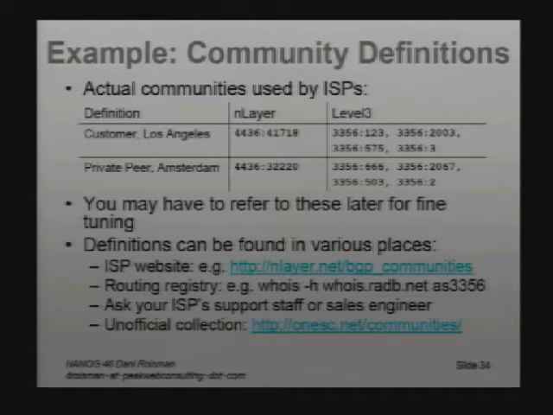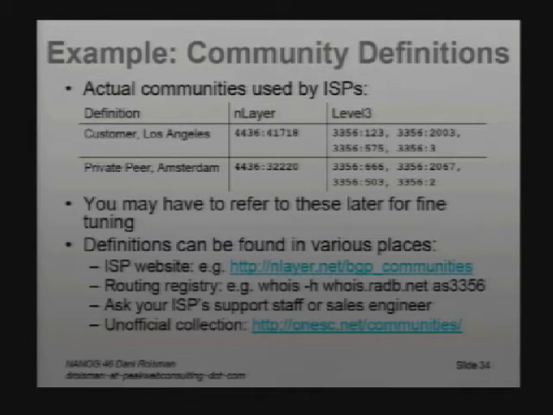Where can you find definitions for the communities? Well, of course, lots of ISPs will publish them on their own website. I gave as an example here NLayer, who publishes a very concise and easy to follow single sheet. Some of them will publish them in a routing registry. So for Level 3, for example, you just run that whois command and you'll get screenfuls of community definitions.